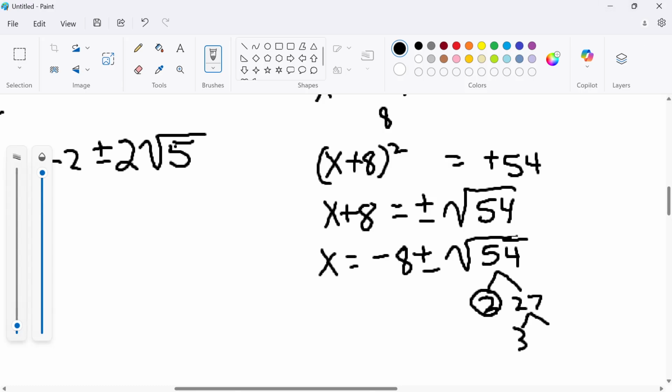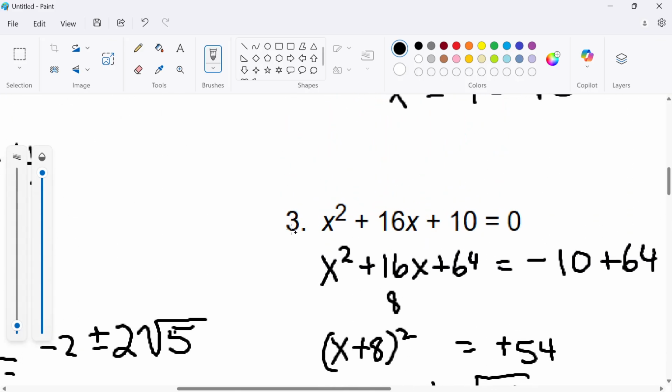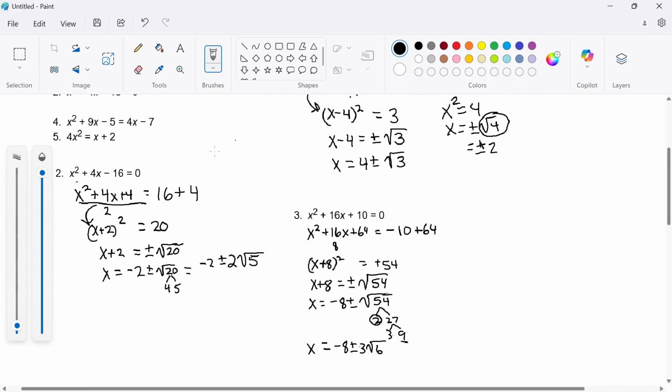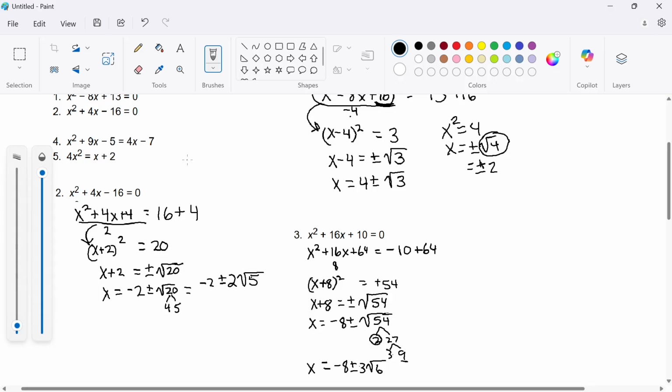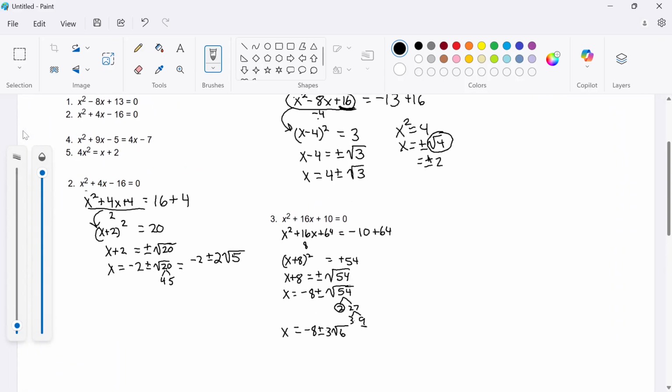27 is 3 times 9, and 9 is a perfect square, so I'll take that out of the square root and leave 2 times 3 inside. So this is x equals negative 8 plus or minus square root of 9 is 3. Square root of 2 times 3 is 6. So there's that one. I've got, do I have one more or two more? I guess only one more. Wait a minute, that was 3. I got 2 more. It would help if I knew how to count.